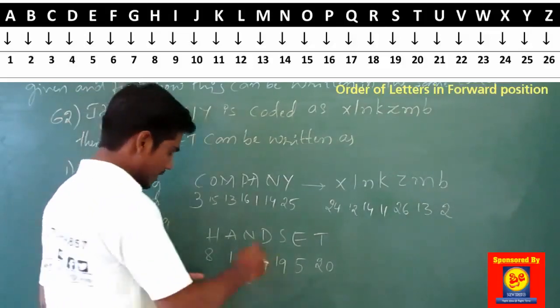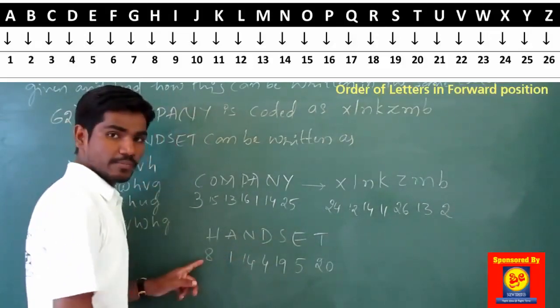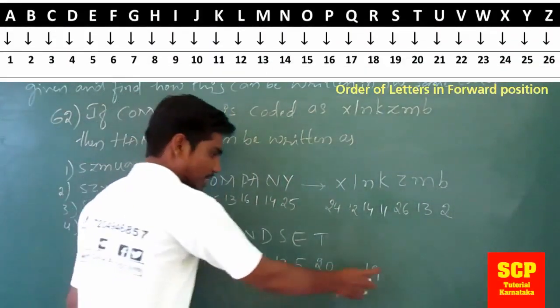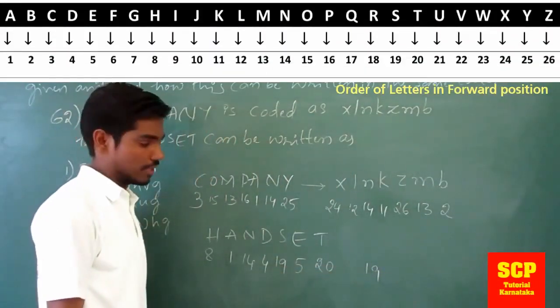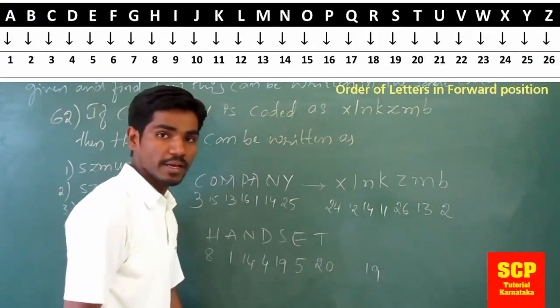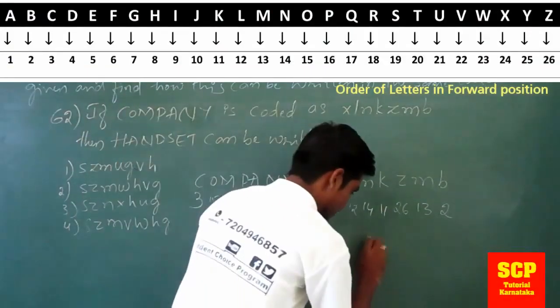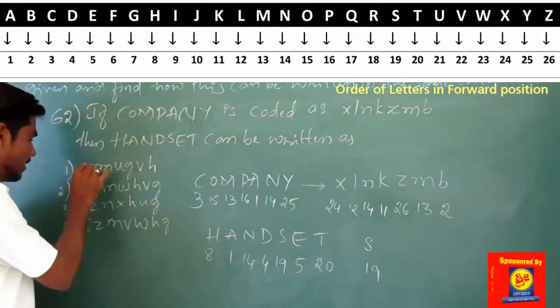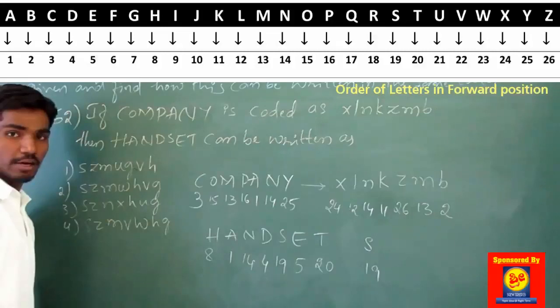Nothing but 27 minus 8. What is the answer? It is 19. Or 8 plus 19 is 27. Now which is the letter having position 19? S, of course. Is it there in the options? Check it. S, S, S, S. It is there in the options.